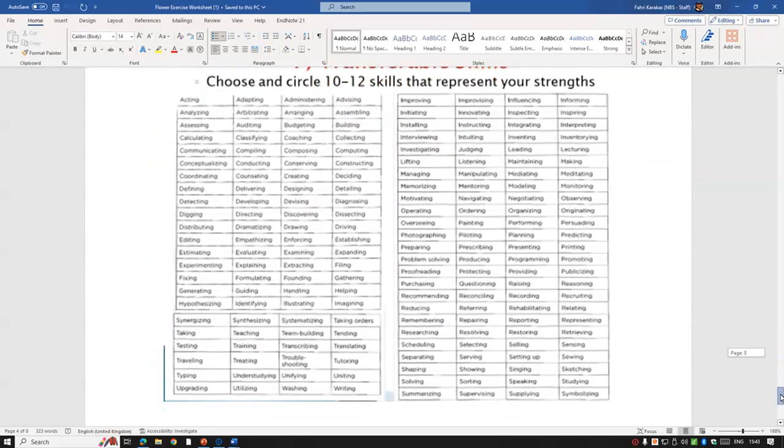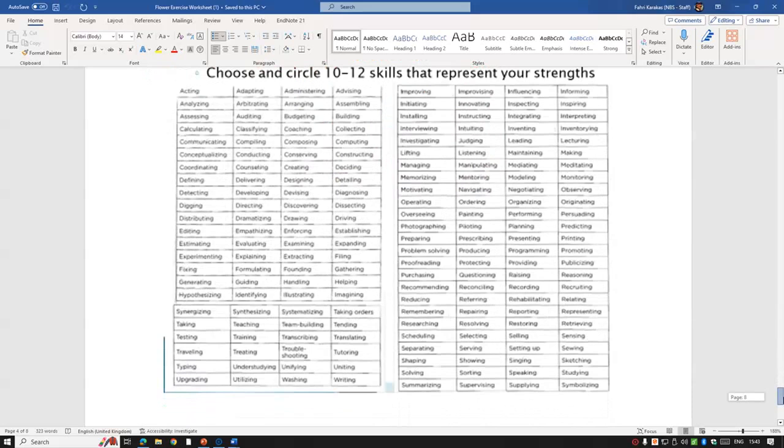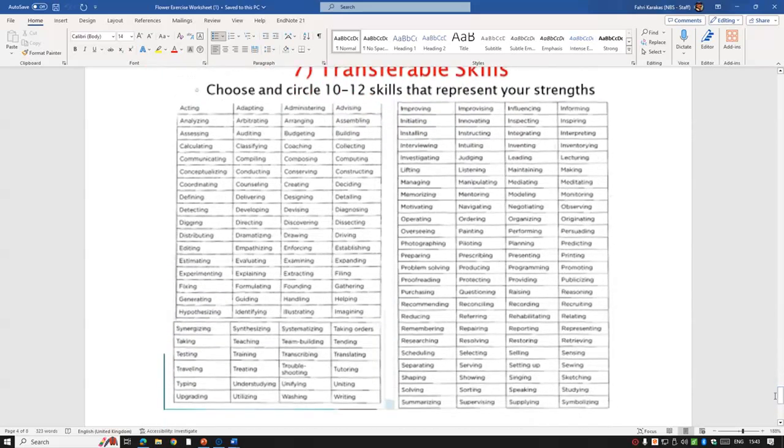And then transferable skills. This is the last one. You just circle 10 to 12 of these. These are your top strengths. You want to be able to use your top strengths. Which ones are your top strengths? Just circle them. And then reflect on these.